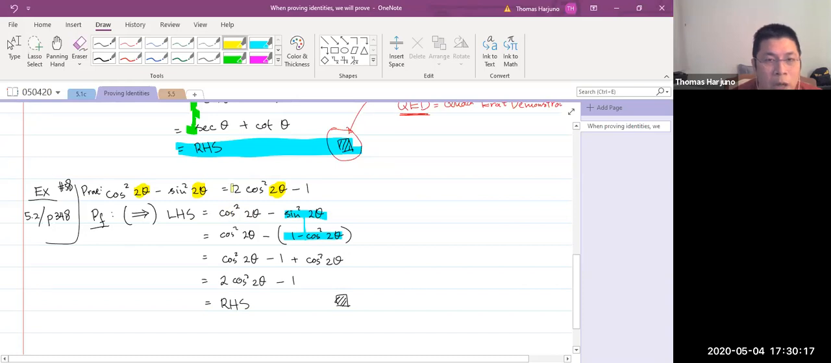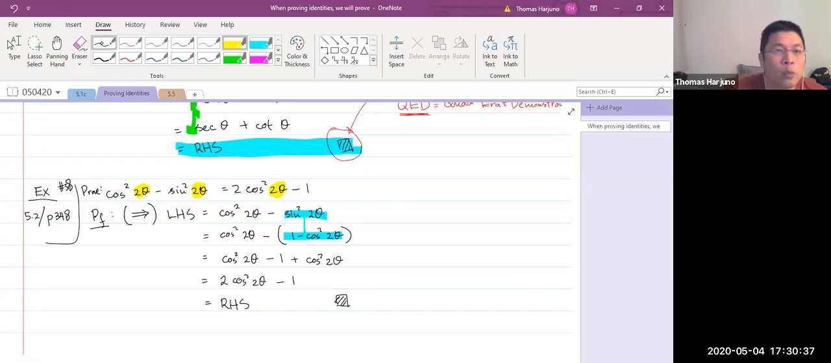Well, because when I look at the terminal, the expression that I try to make it equal to, I already have cosine squared theta, cosine squared 2 theta, right? I just need the 2. Then how do I get that? Maybe I can get it from the sine squared theta. Okay, now that's one way to prove it.